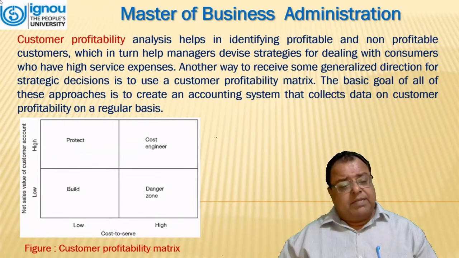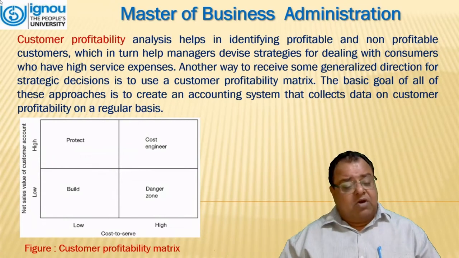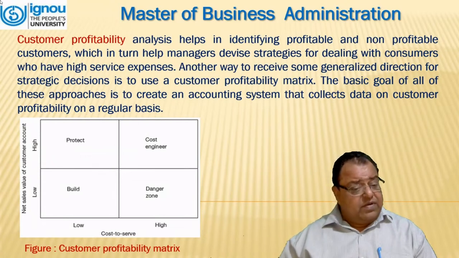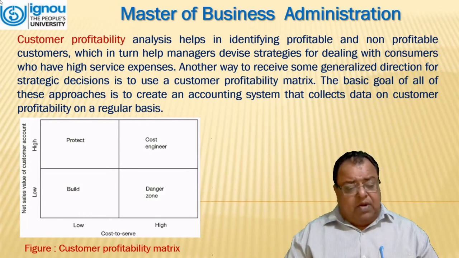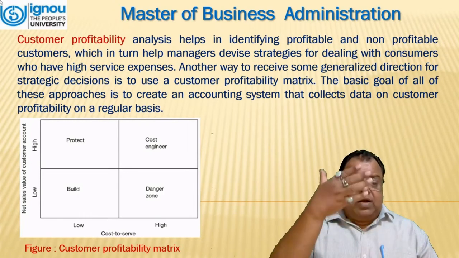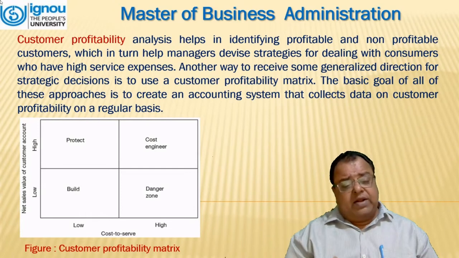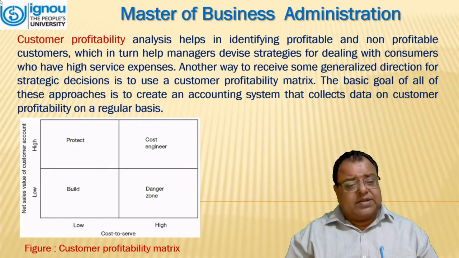The figure depicts customer profitability metrics. Along the horizontal line is cost to serve, and on the vertical line we can see the net sales value of the customer account. On the bottom side it is low, moving to the high level, and on the horizontal line it is moving from left to right, from low to high. This is basically a matrix.